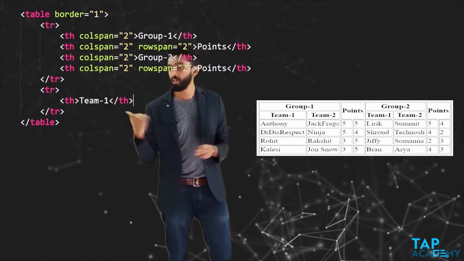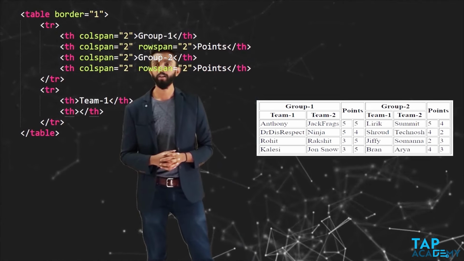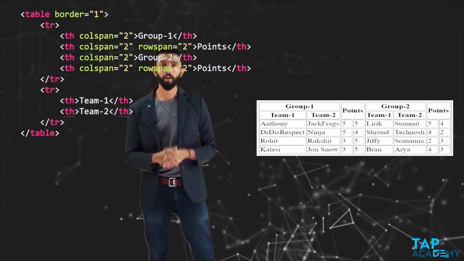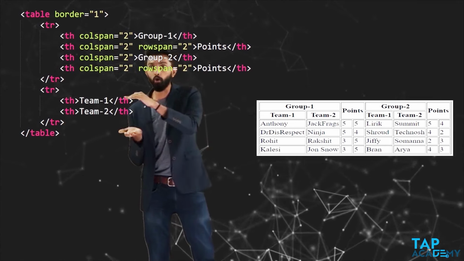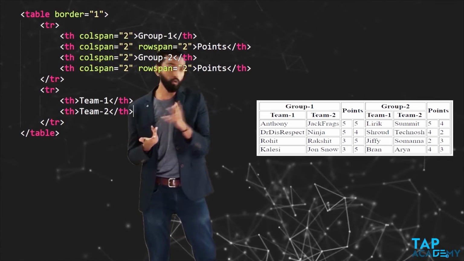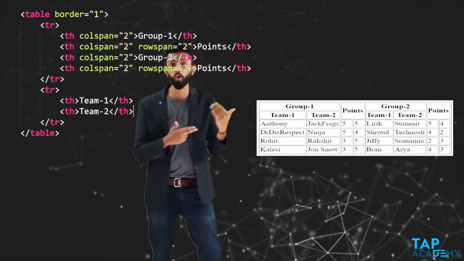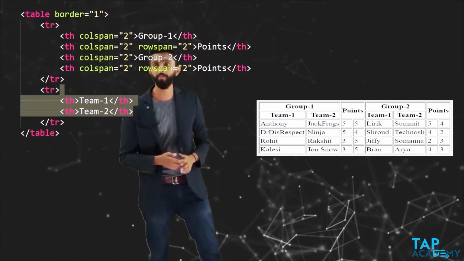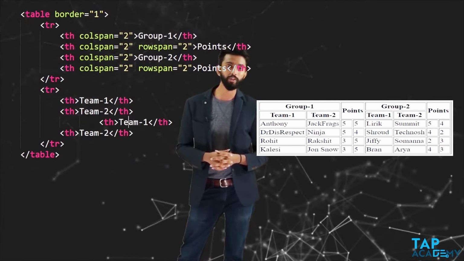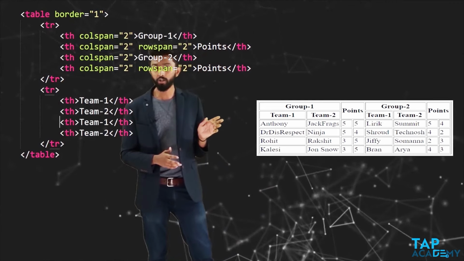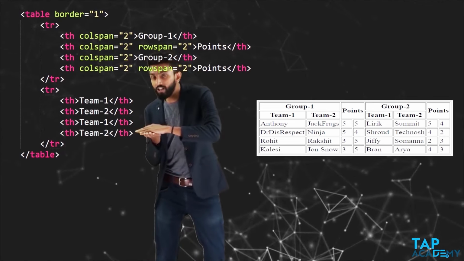Next, team 2 is there. So like this I will write TH team 2. Now, points you ignore. Anyways, it will span and come into this row also. It will extend and come because that is what you have told. But after that, team 1 and team 2 again are there, but below group 2. So I'll just copy this and paste it again. Any confusion till here?